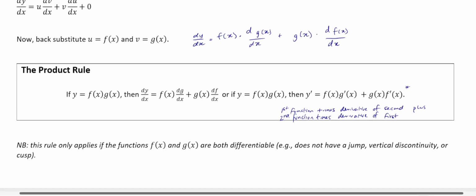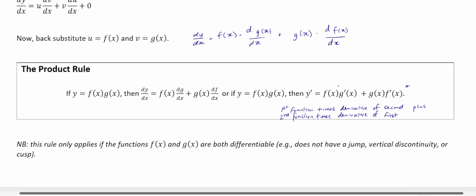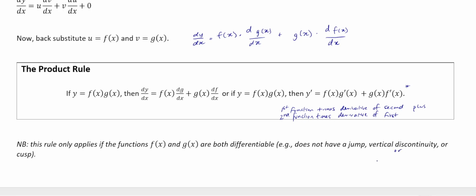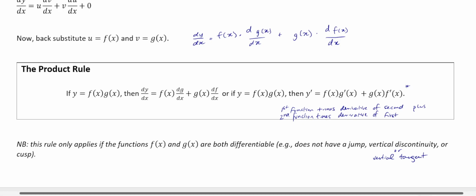Again, this only applies if your functions are differentiable. So they don't have a vertical jump, a vertical discontinuity, or also a vertical tangent. Remember, that's also a possibility. If there's a vertical tangent, it's not differentiable. Or also a cusp or a corner, any one of those sharp changes in direction. Okay, we move on.